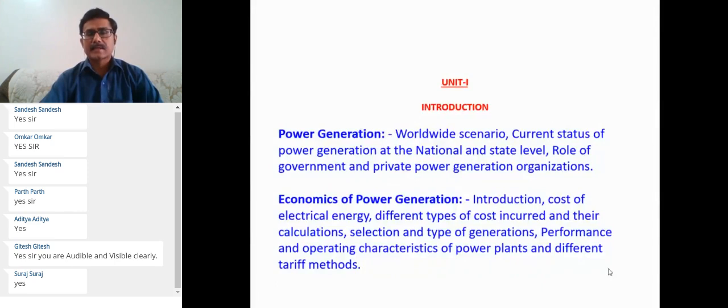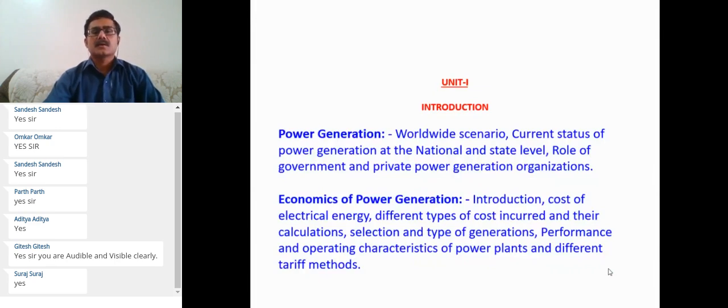Then the performance and operating characteristics of the different types of power plants and the different tariff methods. Tariff methods are nothing but the methods used to calculate the cost of electrical energy, depending upon whether the consumer is a domestic consumer, a commercial consumer, or an industrial type of consumer. So depending upon the type of consumer, different tariff methods would be applicable for the calculation of the cost of the electrical energy.